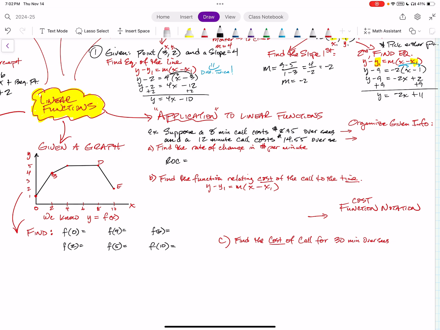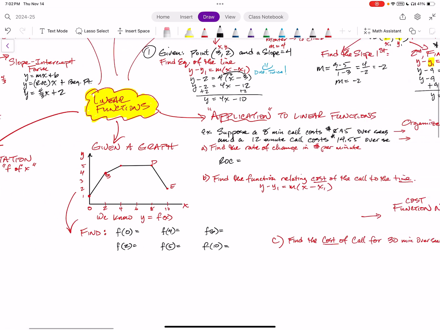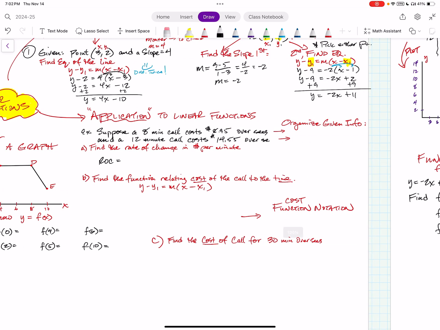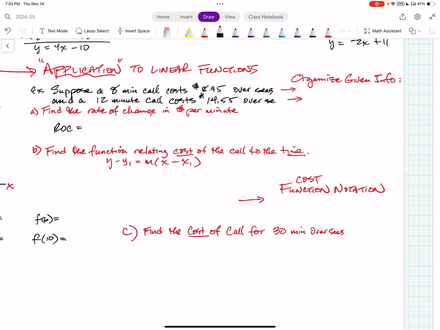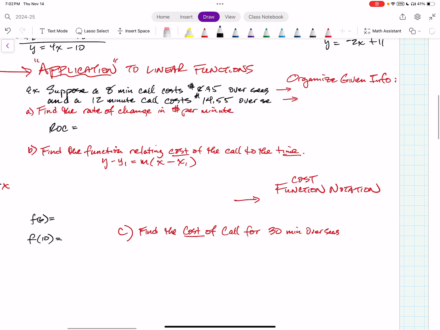Now before we get to the function notation, we're going to save that for last. Let's talk about the application. We solved a problem like this before, a similar problem, where we get to apply what we know about linear functions. So this is a cool one.